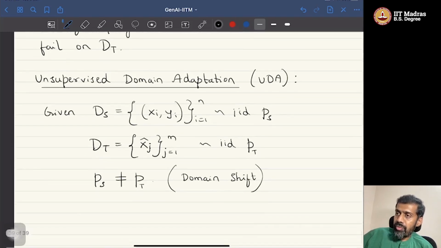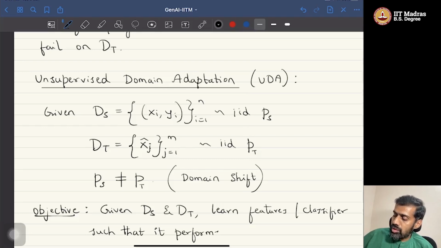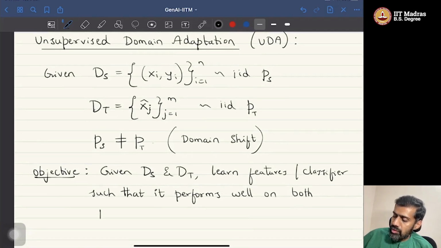There is a domain shift. Okay, the question is, the objective of domain adaptation is, given Ds and Dt, learn representations or features or classifiers such that it performs well on both the source data and the target distribution PT, right?